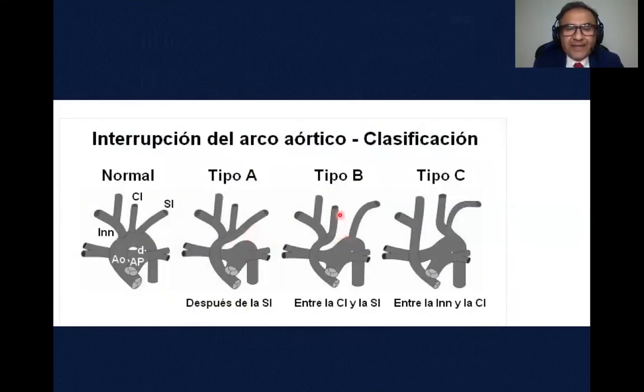And type C interruption of the aortic arch is the least common type, 10%. It is between the brachiocephalic trunk and the left carotid artery.